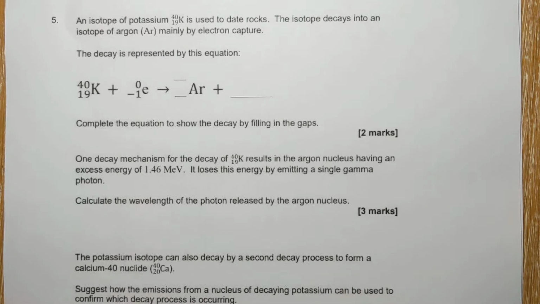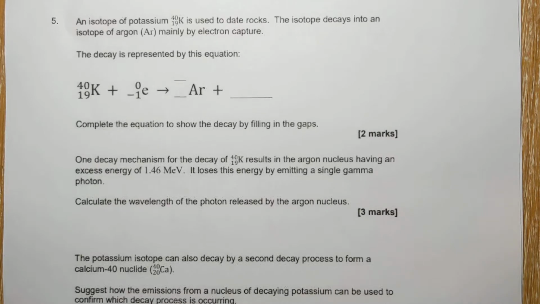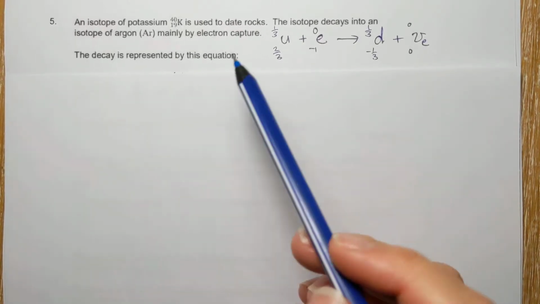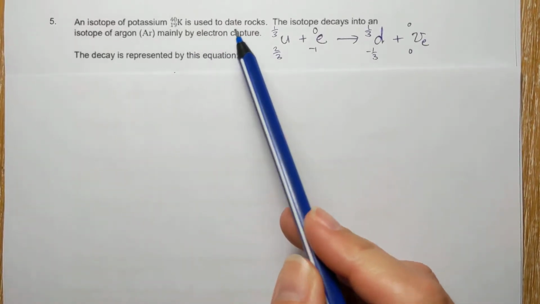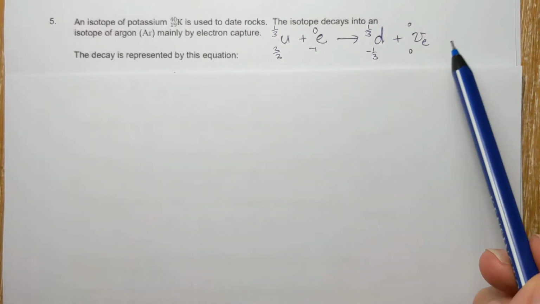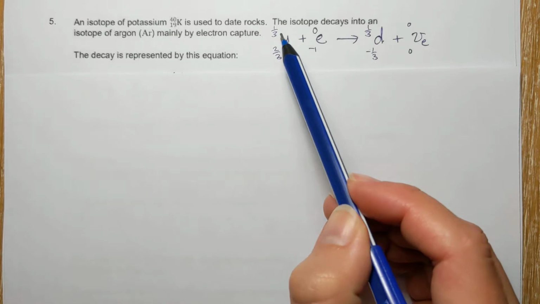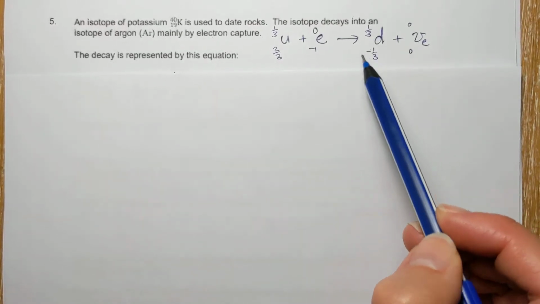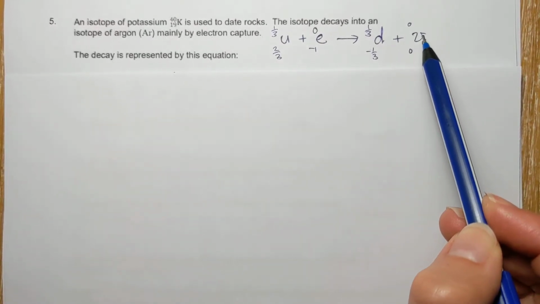And we've got this fairly meaty decay question to finish today. Alright, so we know it's going to be electron capture, so we know that one. So there's our electron capture interaction. Or I could have put proton plus electron going to neutron plus neutrino there.